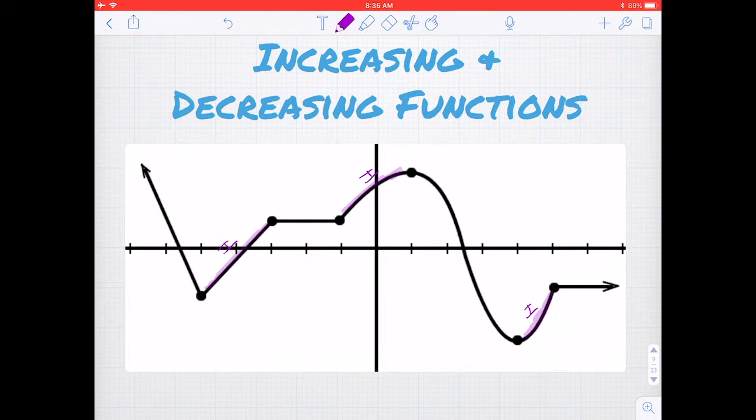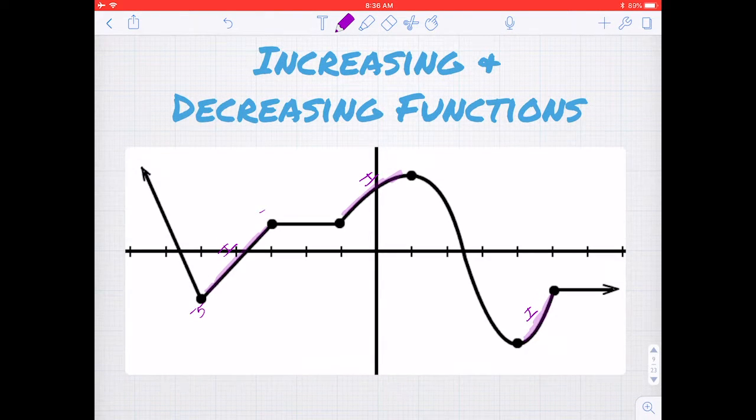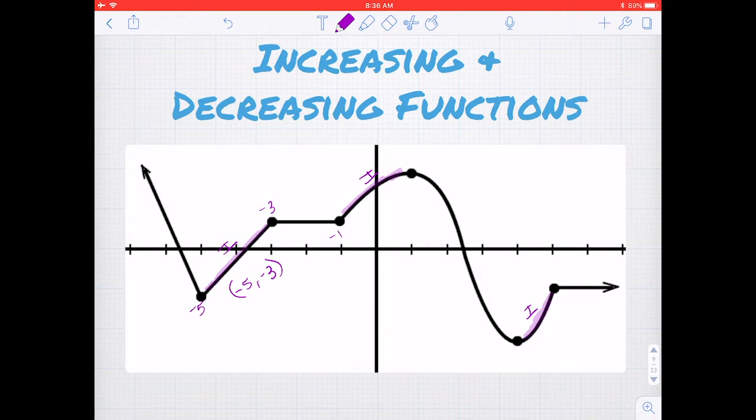And so now if I'm going to identify their intervals, let's see, this is 1, 2, 3, 4, 5. So this has a negative 5 x value, and this has a negative 3 x value. So I am increasing from negative 5 to negative 3, and I'm going to use parentheses despite the fact that these are closed circles because they are turning points. And on those points, I'm not actually increasing and I'm not actually decreasing. Looking at my next interval, I go from negative 1 to, it looks like positive 1. So my increasing interval would be negative 1, 1. Again, utilizing parentheses.